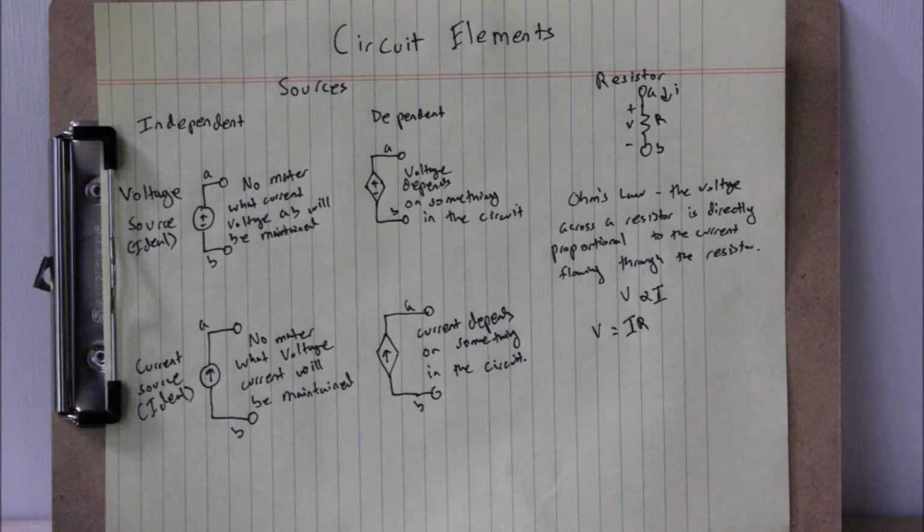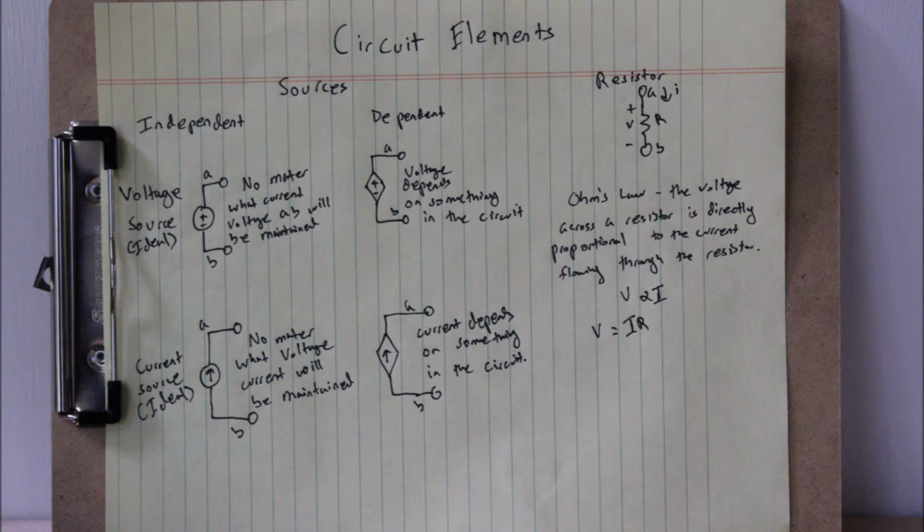An ideal independent source, like an independent voltage source, means that no matter what happens between terminals A and B, the voltage will always be maintained. The same can be said for a current source. The current will always flow in the direction dictated by the arrow between A and B, no matter what happens at terminals A and B.